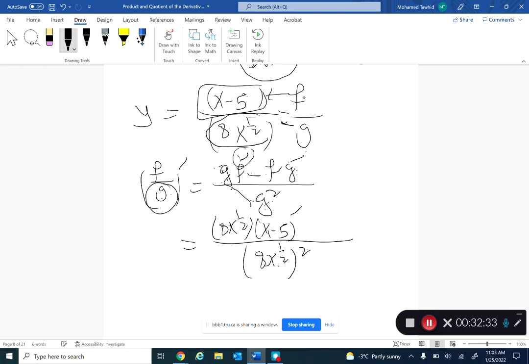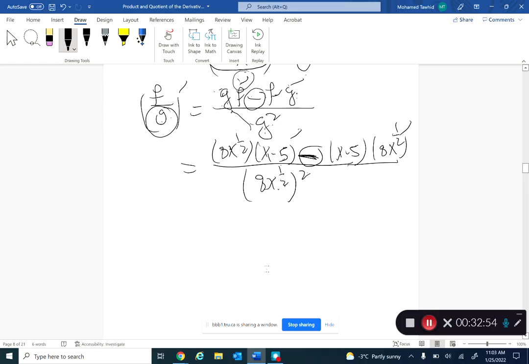Take f, whatever I have up, x minus 5 prime, minus, I put the minus sign here, and then just f. What is your f? x minus 5. What is your g prime? g prime will be 8x to the 1 over 2 prime, right? That is called applying the quotient rule in one step. And now you just need to take the derivative. You don't need to simplify, but you need to take the derivative.